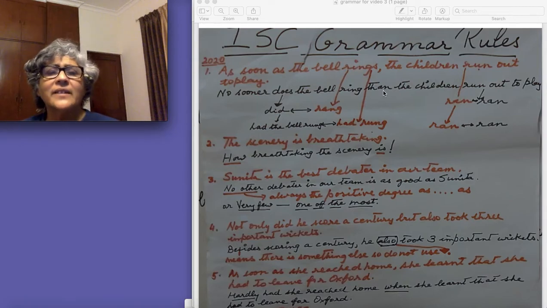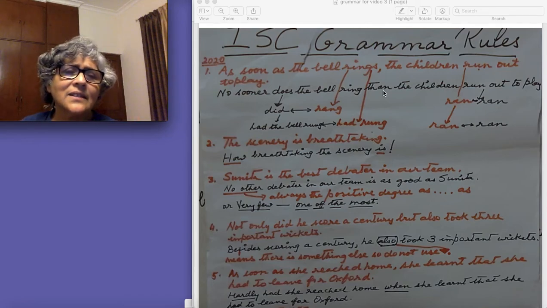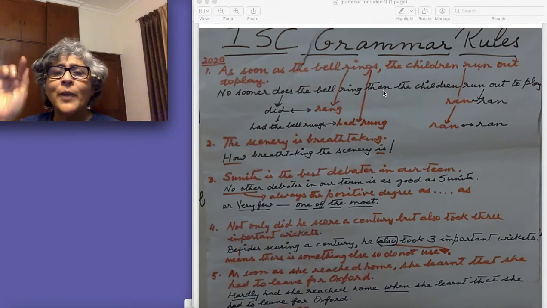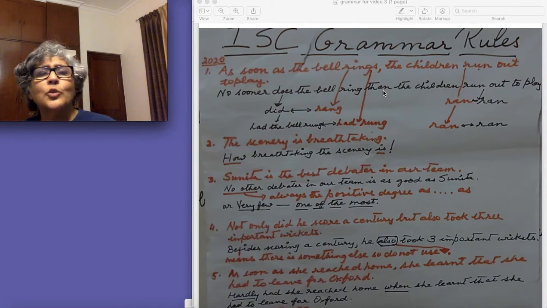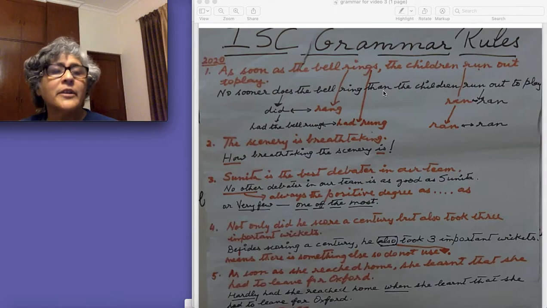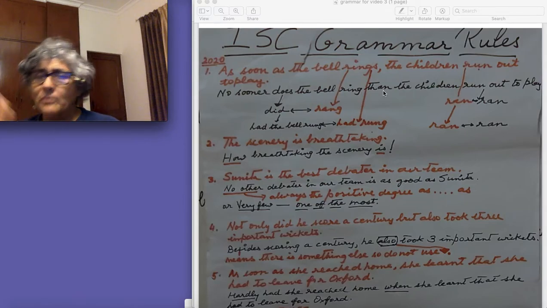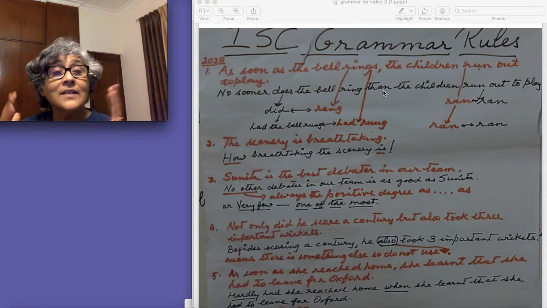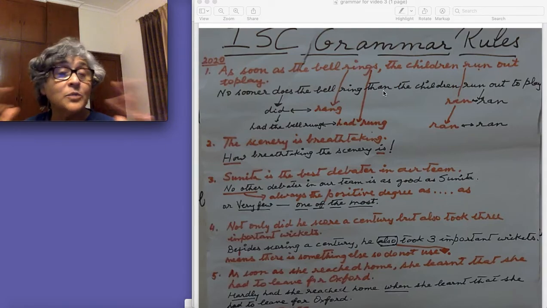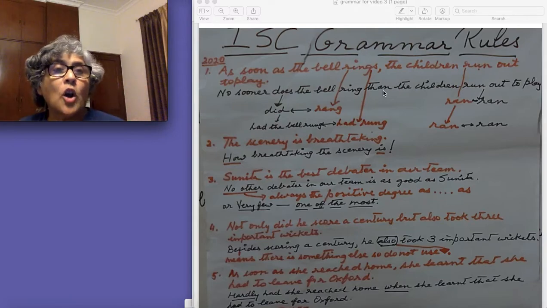The scenery is breathtaking. This is the use of the exclamation mark. How breathtaking the scenery is! Okay, and you end with an exclamation mark. So, alas, we fell through and were lost forever! Exclamation mark. Hurrah, we have won the race! Exclamation mark. Yes, hurrah, the race was won! Also, exclamation mark. Got it? So wherever it is an expression of wonder, surprise, or sudden shock, it comes with an exclamation mark. Be careful.